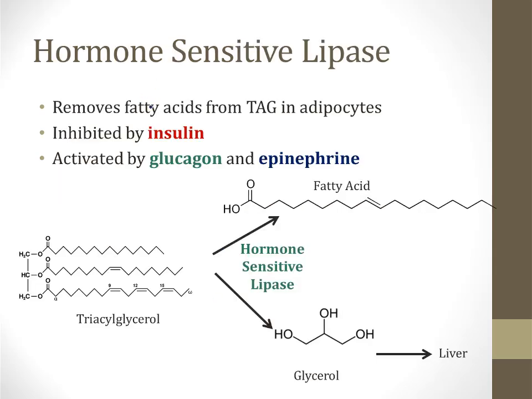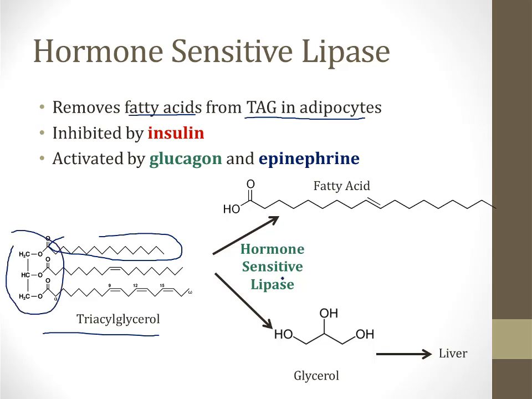Hormone-sensitive lipase is an enzyme that removes fatty acids from triglycerides stored in adipocytes. At the bottom left side of the screen is the chemical structure of triacylglycerol, otherwise known as a triglyceride. You can see that it has 3 fatty acids attached to a glycerol molecule. Hormone-sensitive lipase will break this down into fatty acids and glycerol molecules, and the glycerol molecules can then go to the liver, and the fatty acids can be used for fuel.